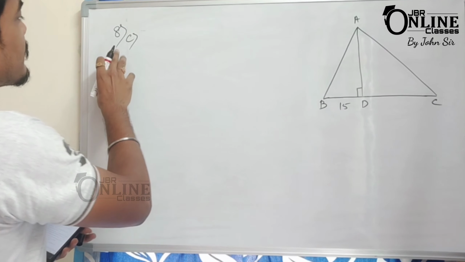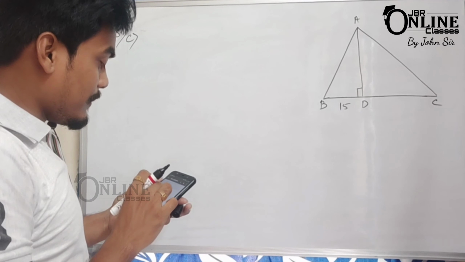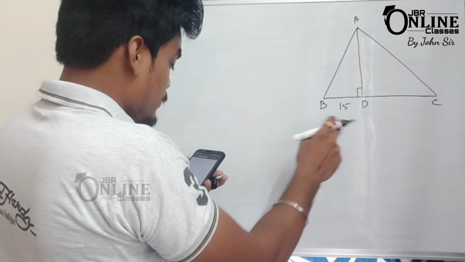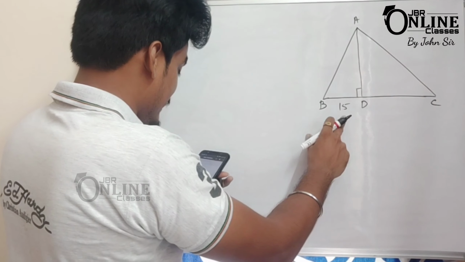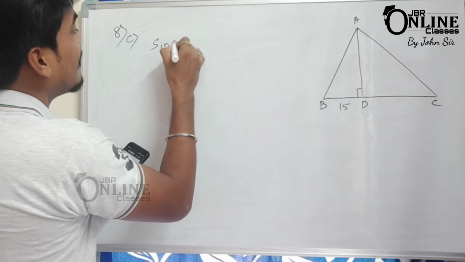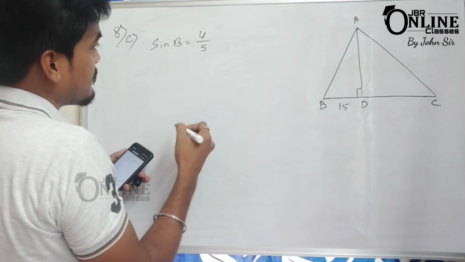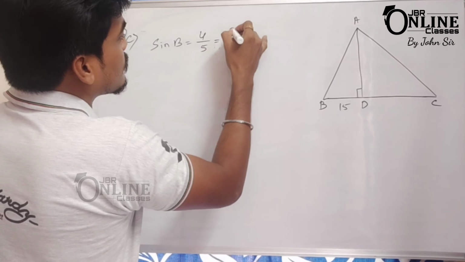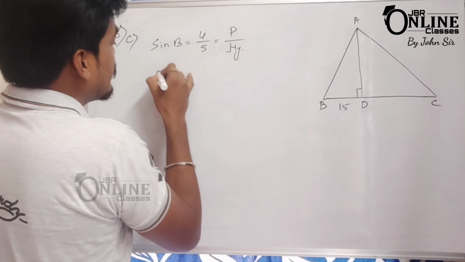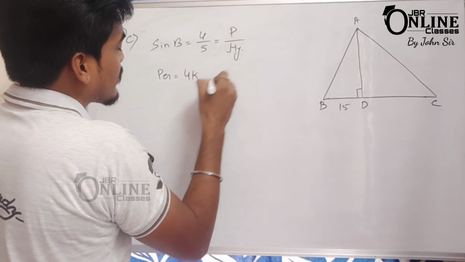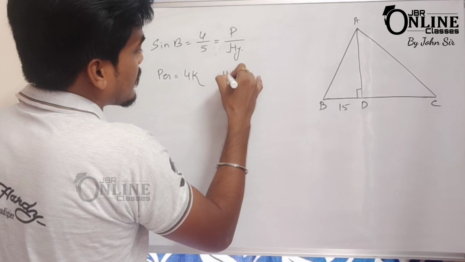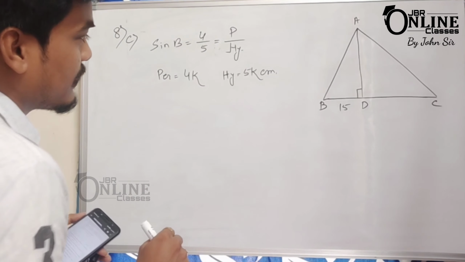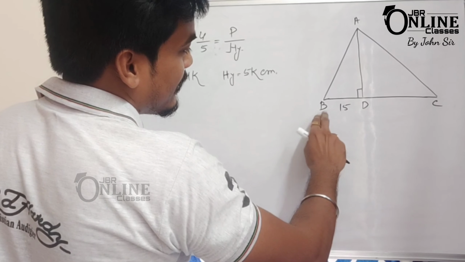Now next one, sum number 8C. So in sum number 8C, in the given figure, AD is the perpendicular to BC and BD equal to 15 centimeter, it's given. Now sin B equal to 4 by 5. Okay, so that means formula of sin equal to perpendicular by hypotenuse. So here perpendicular equal to 4k centimeter and hypotenuse equal to 5k centimeter. Here k is the constant and you know here the base BD equal to 15.